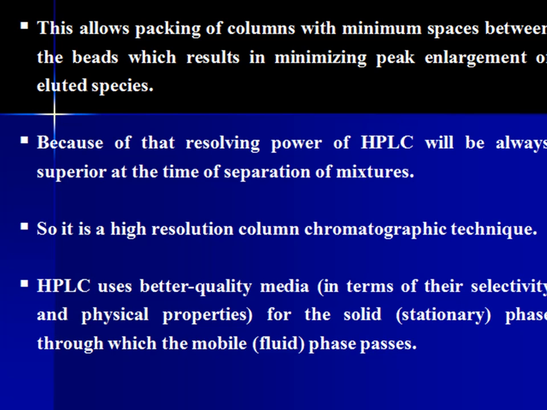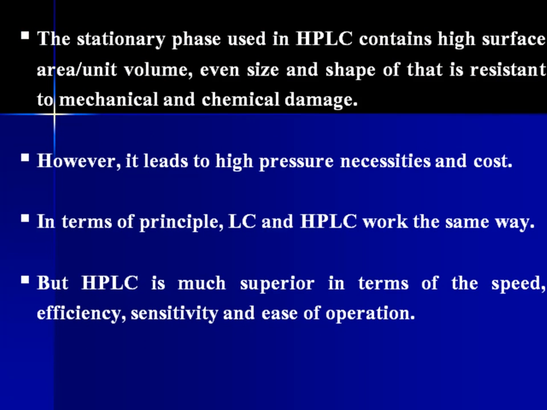HPLC uses better quality media, in terms of their selectivity and physical properties, for the solid phase through which the mobile phase passes. The stationary phase used in HPLC has a high surface area per unit volume. Even size and shape of that is resistant to mechanical and chemical damage. However, it leads to high pressure necessities and cost. In terms of principle, LC and HPLC work the same way, but HPLC is much superior in terms of speed, efficiency, sensitivity, and ease of operation.